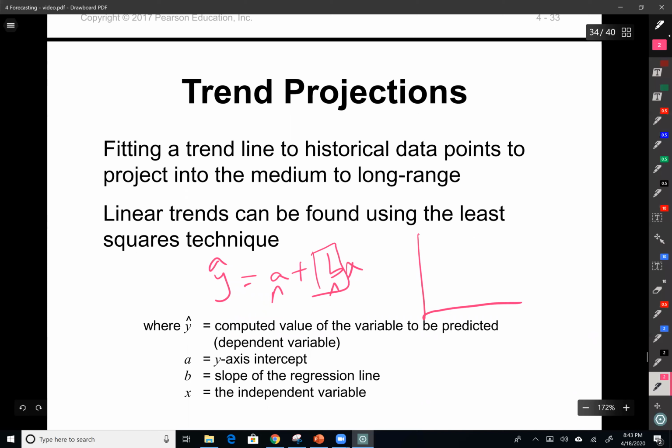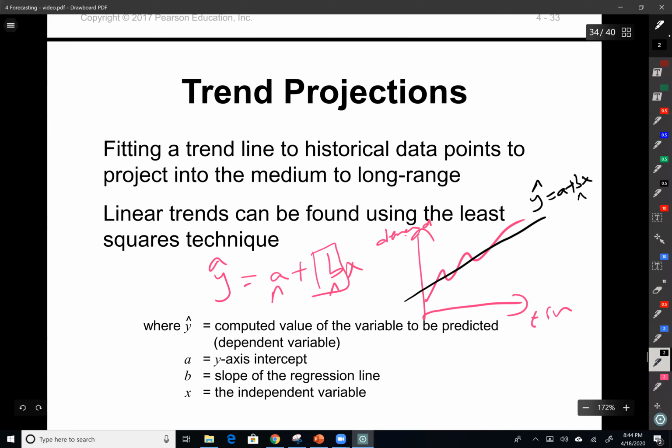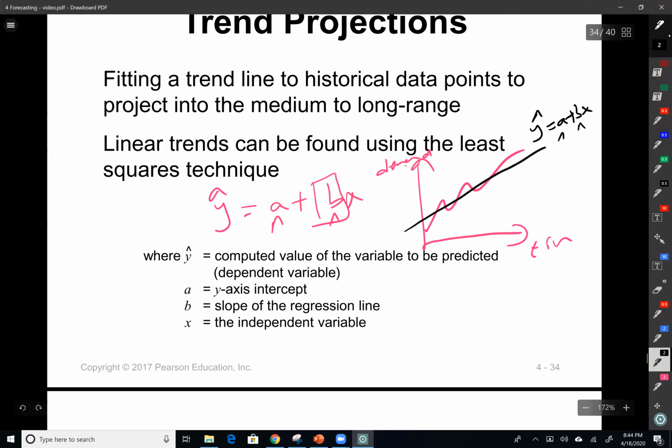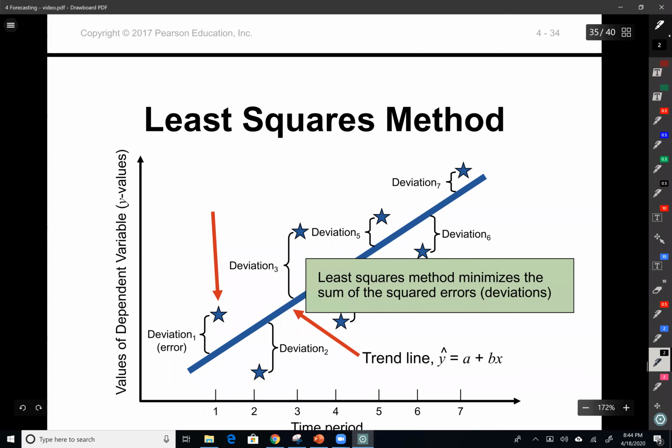Okay, so if your data, let's say demand data over time, is like this, basically this is the best line that you can find, and this is your forecast line, which is going to be a plus bx. b is the slope, a is the y-intercept. Okay, all right, so let me show you how it works. Also, we call this regression or least squares method.